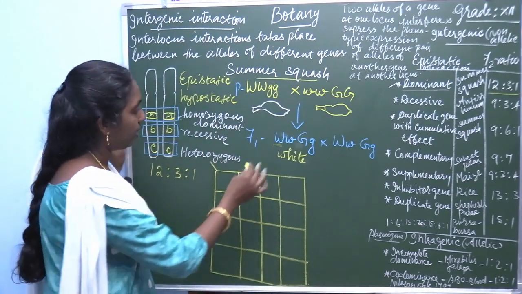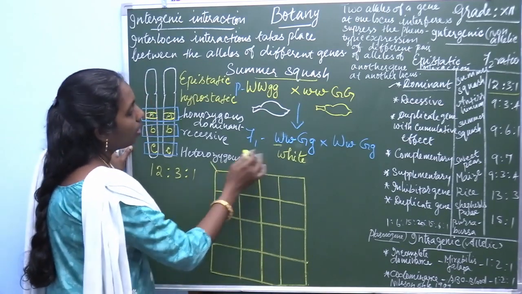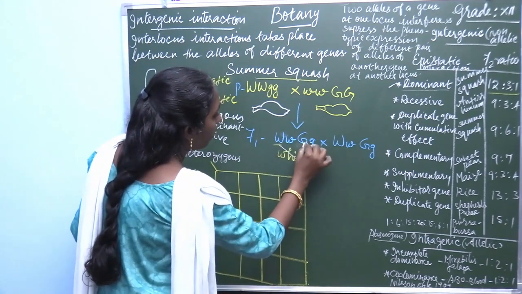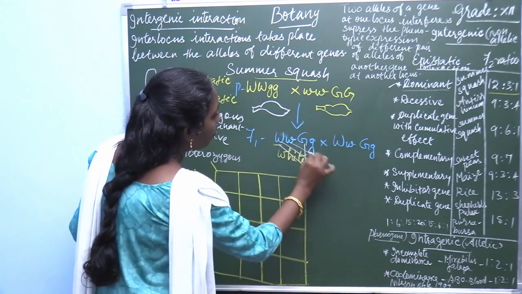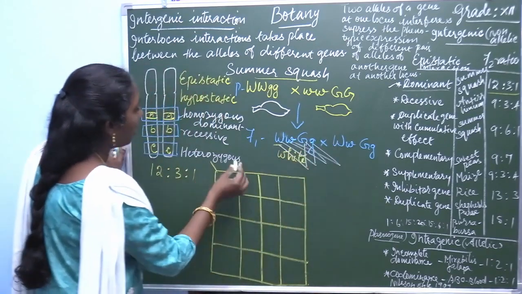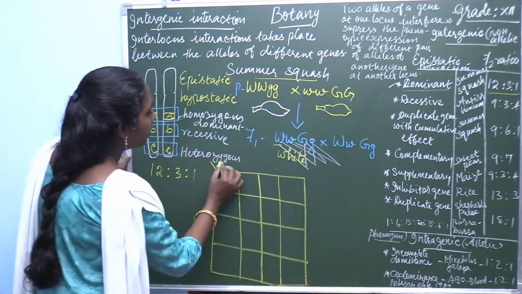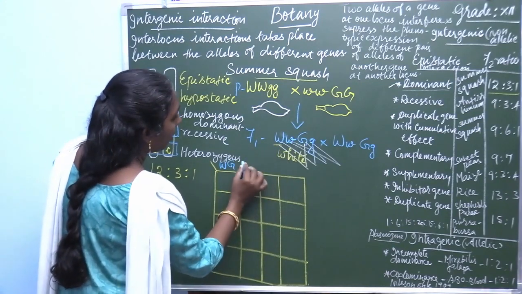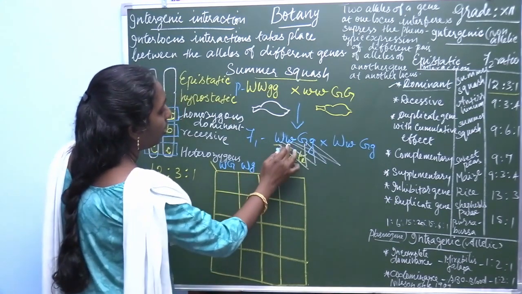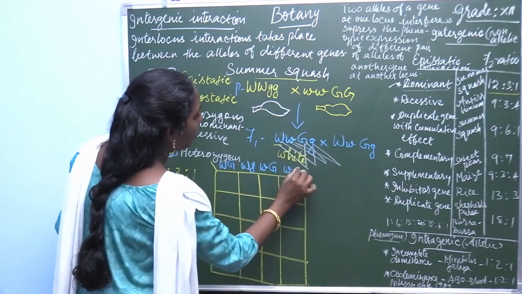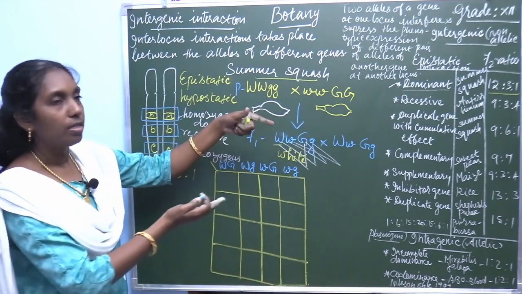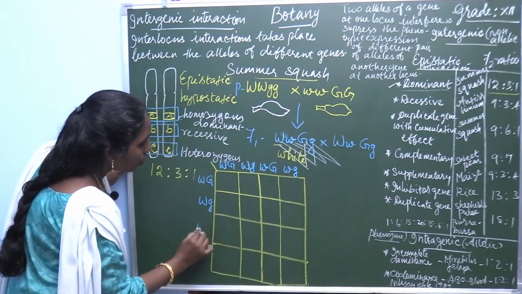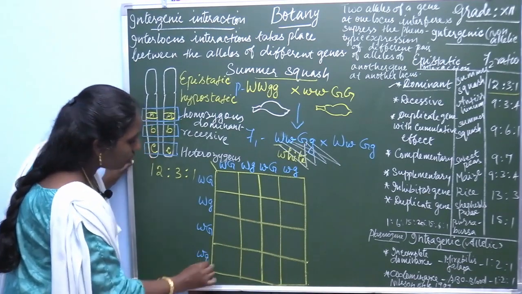One is taken as male and another as female. So what are the gene combinations? Here it gives capital W, capital G; capital W, small g; small w, capital G; small w, small g. Write it here: capital W, capital G, capital W, small g, small w, capital G, small w, small g. The same set, one set taken as male, another set taken as female.